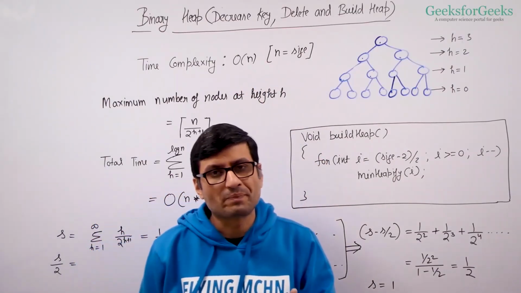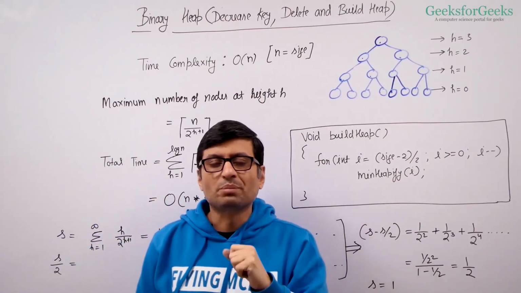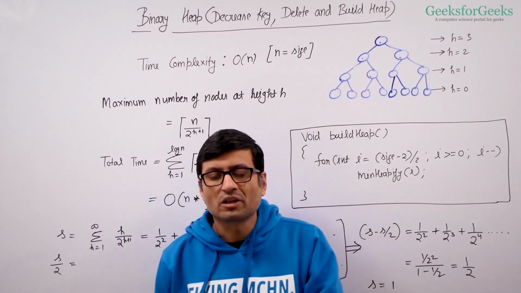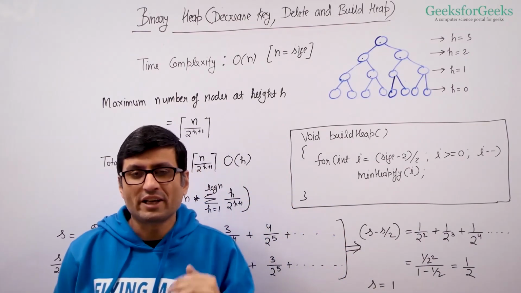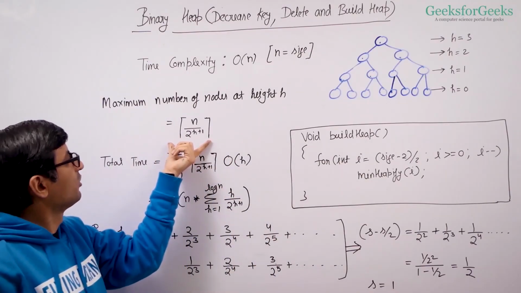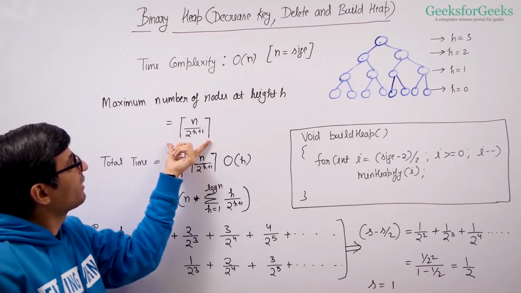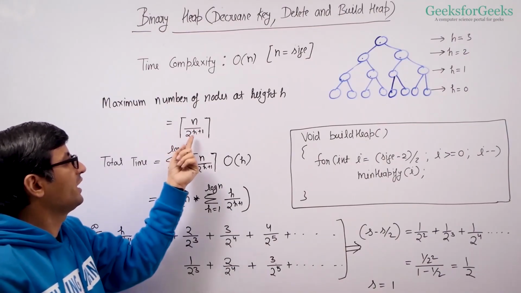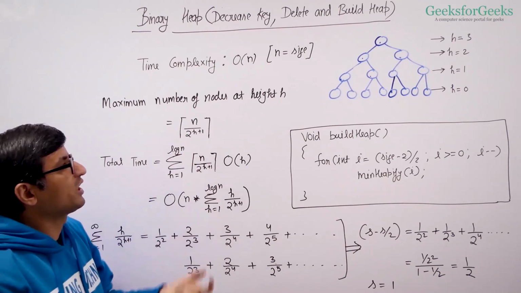It takes linear time. And this proof is based on the formula that in a complete binary tree, the number of nodes at height h is upper bounded by this. There can be at most these many nodes in a binary heap of height h, where n is the number of nodes in the heap, and h is the height at which we are counting the nodes.